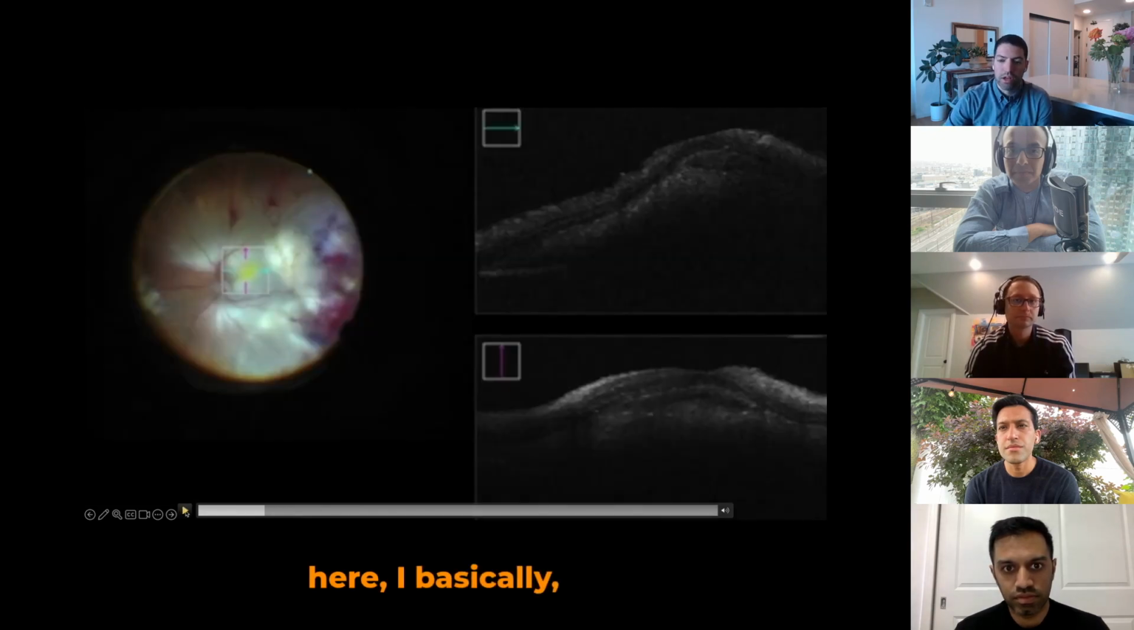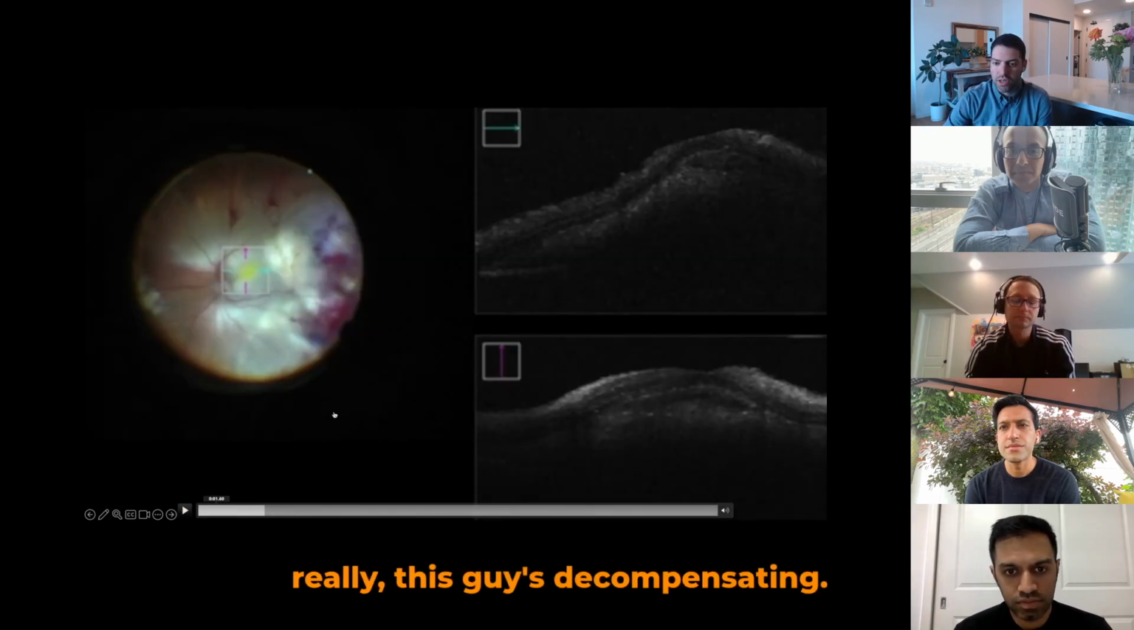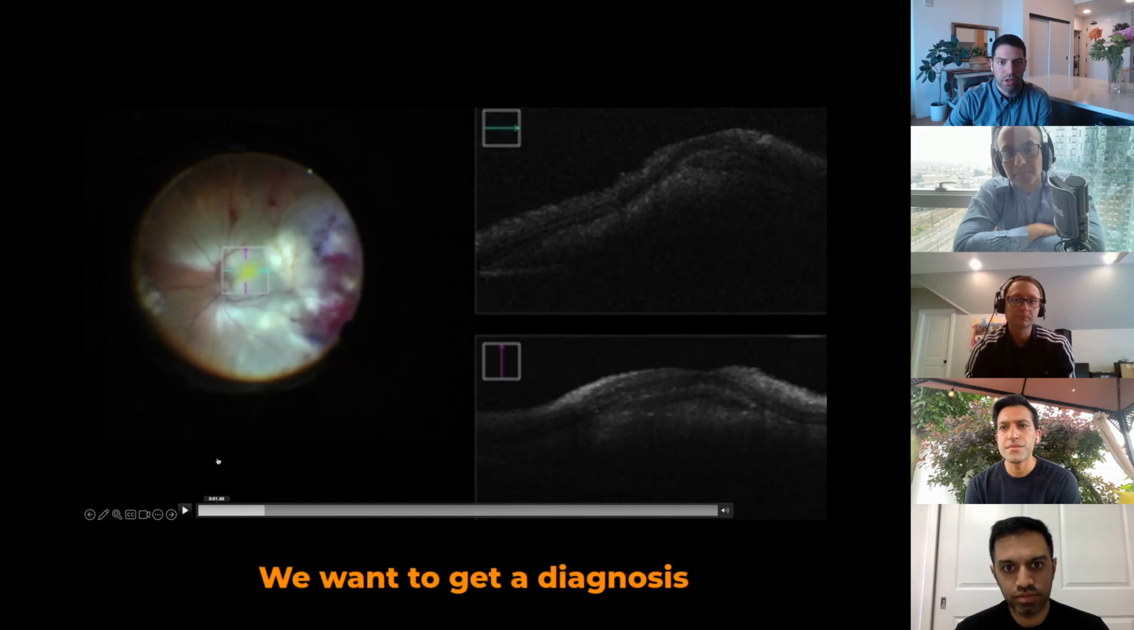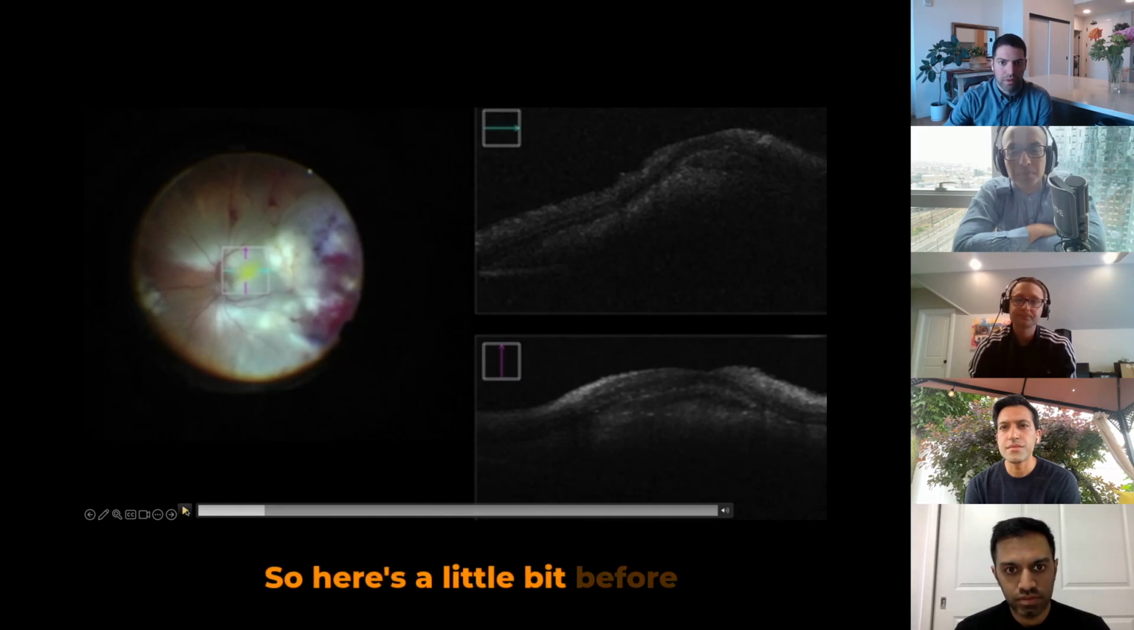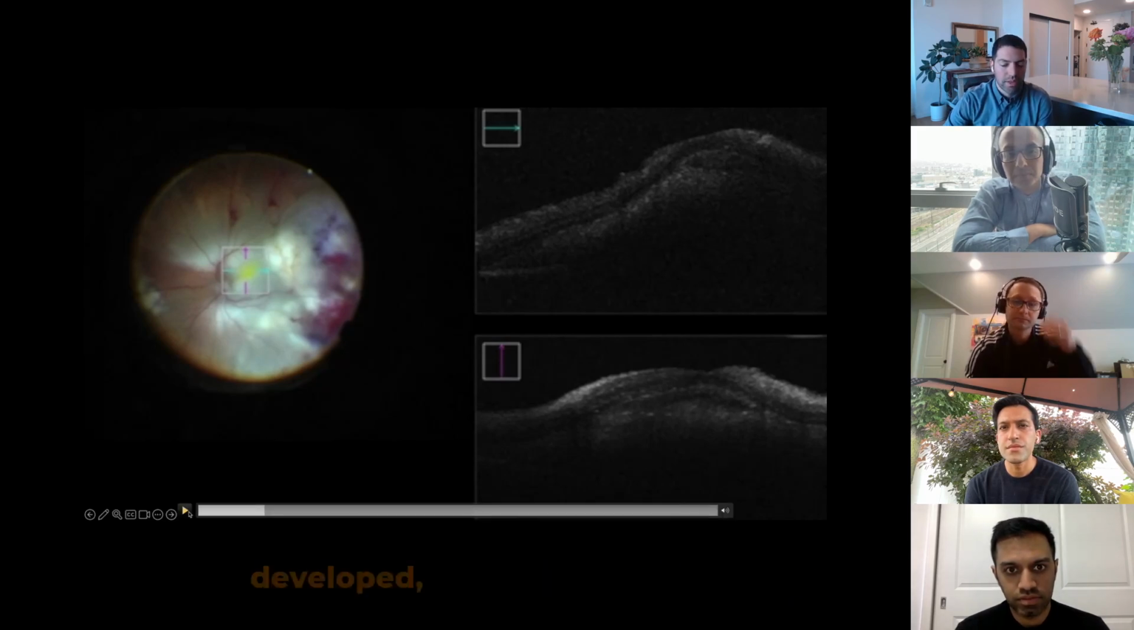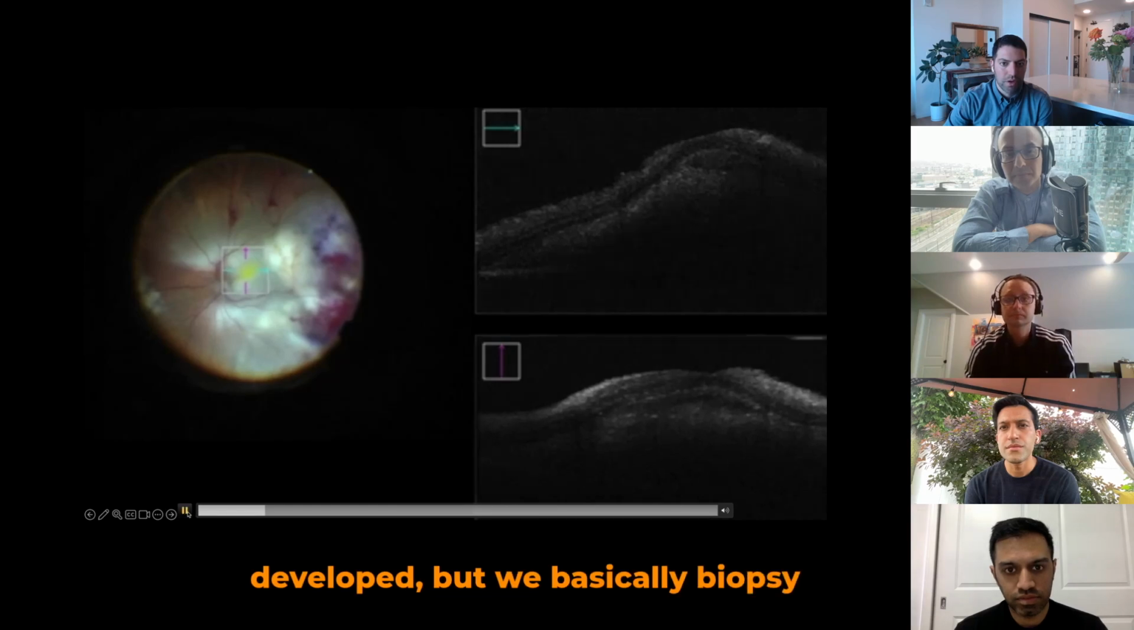Here, basically, this guy's decompensating. We're just going to take tissue. We want to get a diagnosis so this guy can get treated. This is a little bit before the algorithm I explained to you guys was developed. But we basically biopsy him here both ways.